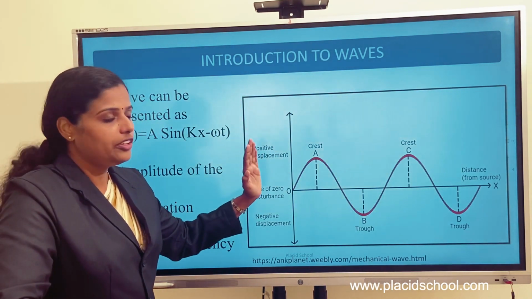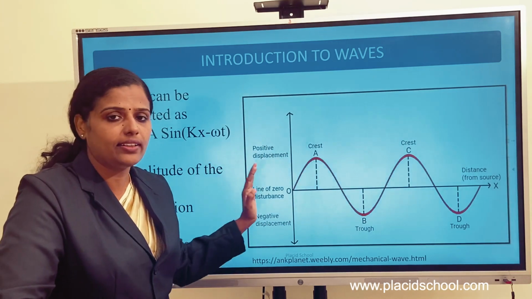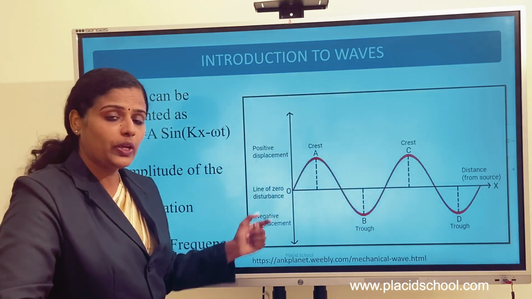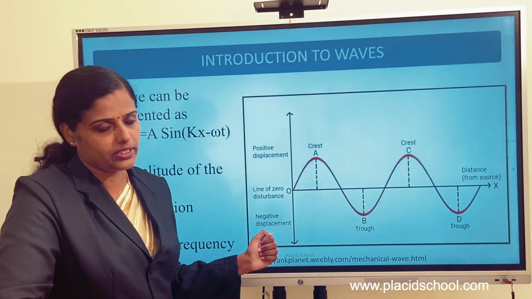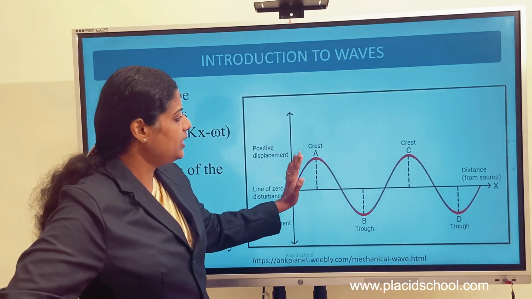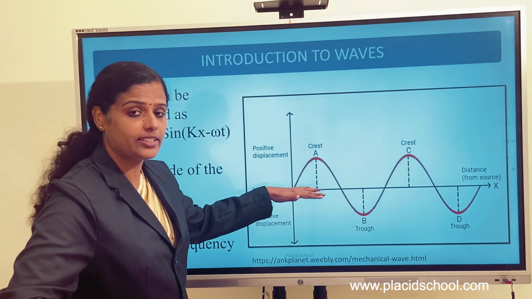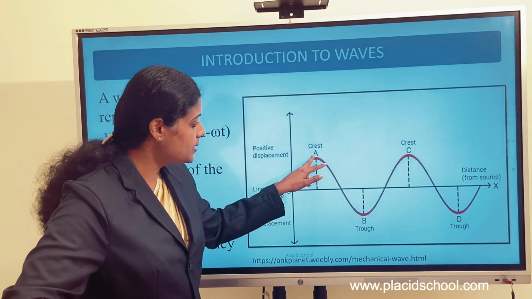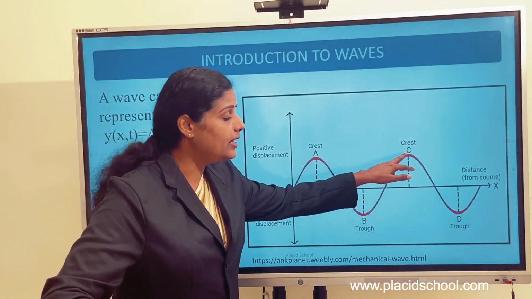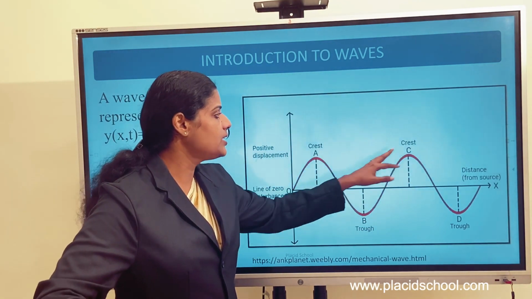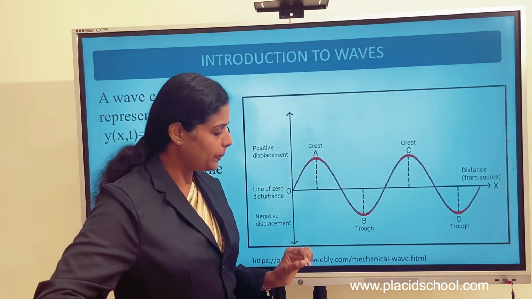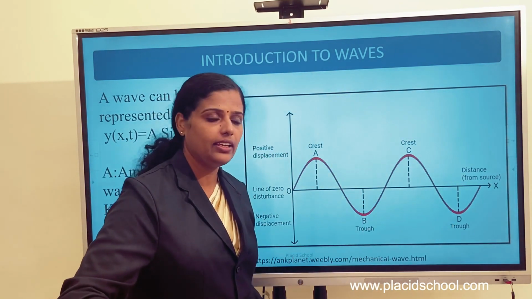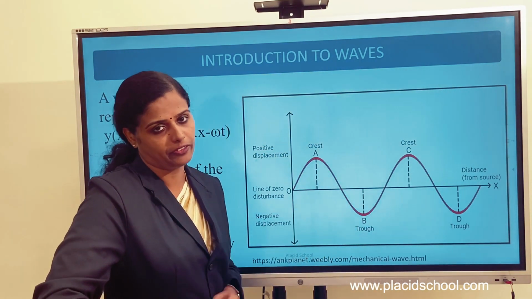Then there are the different properties or characteristics of this wave. The properties are the amplitude, the wavelength, the frequency, the period and the linear velocity. Look at a figure. In this figure, this is a wave and this is the rest position. This is positive displacement and this is negative displacement. These points are the maximum positive displacement, known as the crests of the wave, and these points are the maximum negative displacement. These points B and D are known as the troughs of the wave.